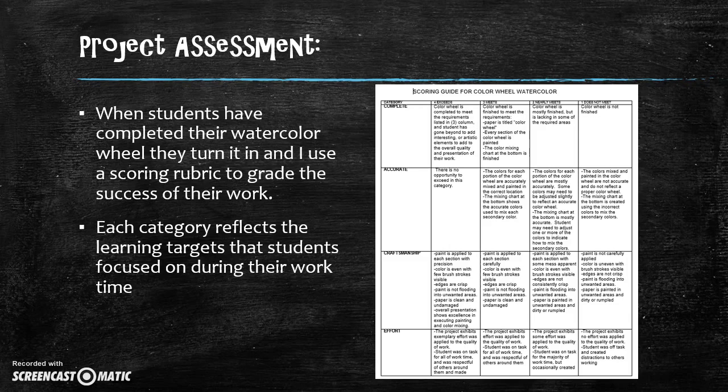I think this rubric works really well. It keeps things very fair, very organized. Students can come back and see, "Oh yeah, I got this, and I agree with that." So it keeps things really organized for both myself and my students.